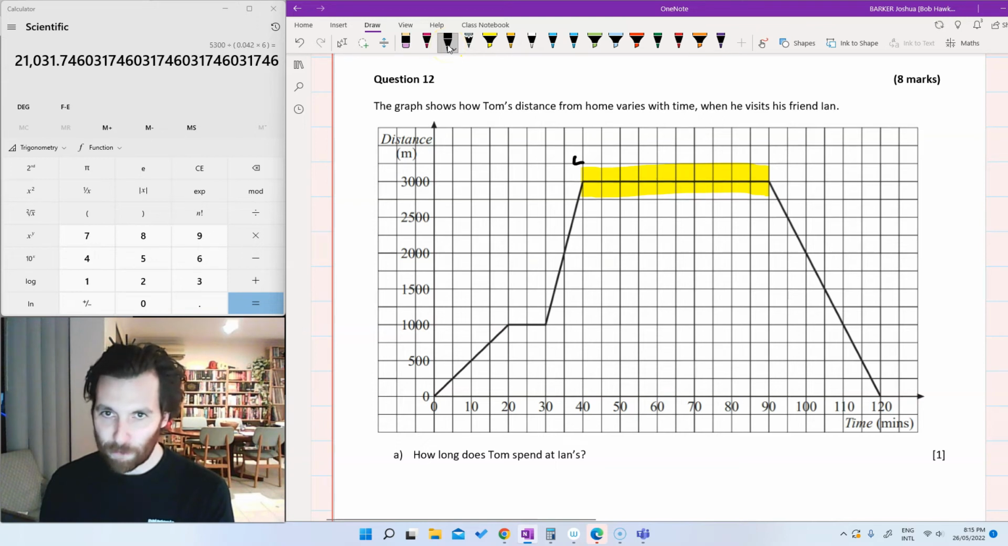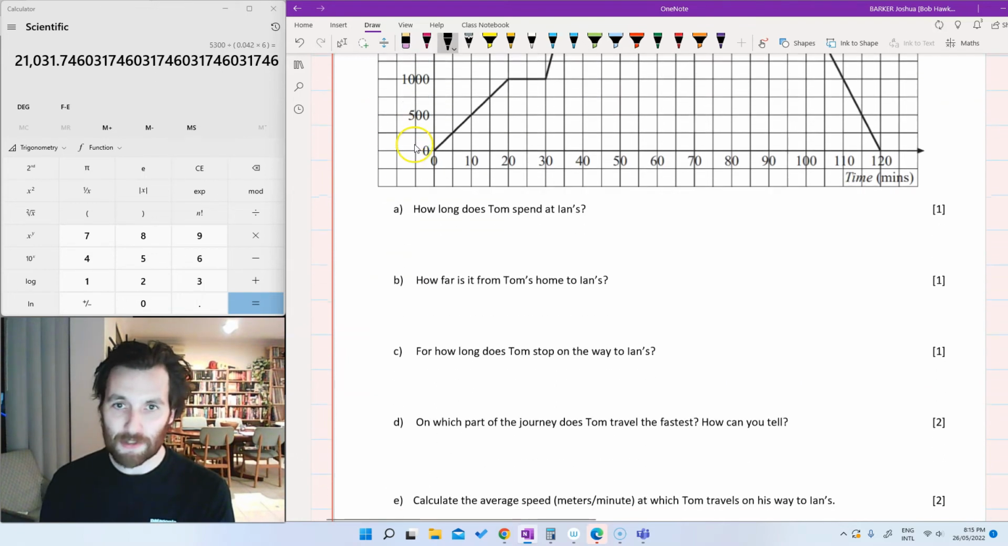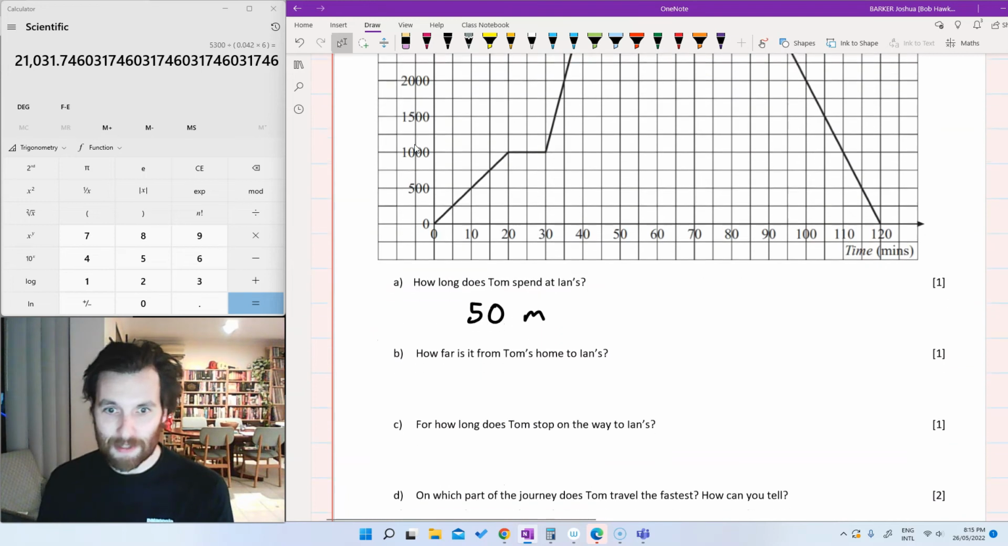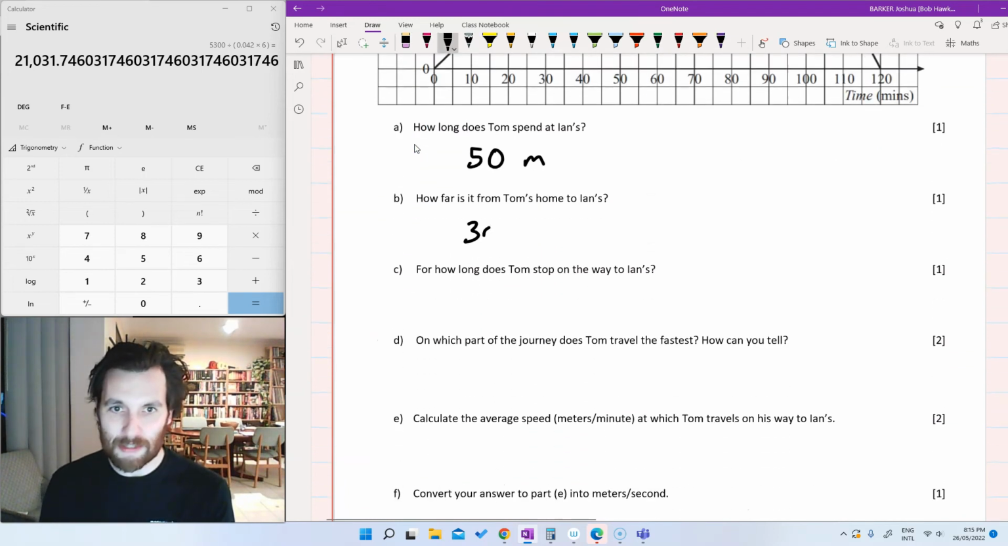He's there from 40 minutes into the journey until 90 minutes into the journey, which is a difference of 50. So 50 minutes for that one. How far is it from Tom's to Ian's? Well, if we read off the graph this way, he arrives at Ian's house when he's 3,000 meters away from home. So the distance is 3,000 meters.